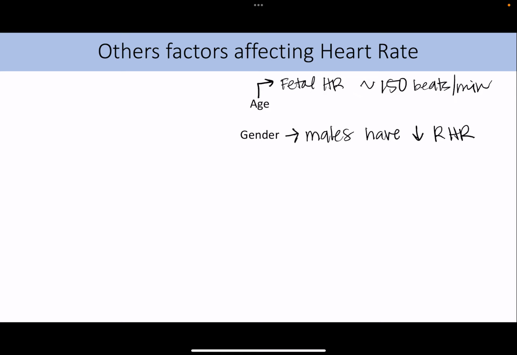Exercise is also going to affect your heart rate. The harder you work, the faster your heart is going to be beating. Your body temperature as well. If you have an increase in temperature in any cells, increased temperature means increased metabolism. So I don't know if you've noticed this, but many times if you have a high fever, your heart rate will increase as well because your entire body is hot. Your core temperature is hot. And so your cells start working faster, including your heart cells, and so your heart rate increases.